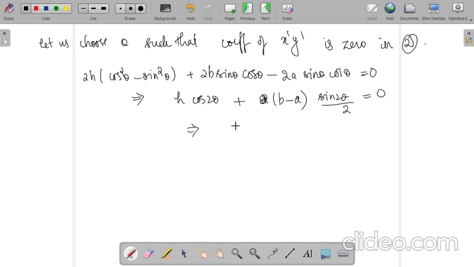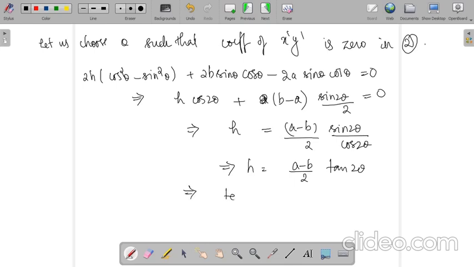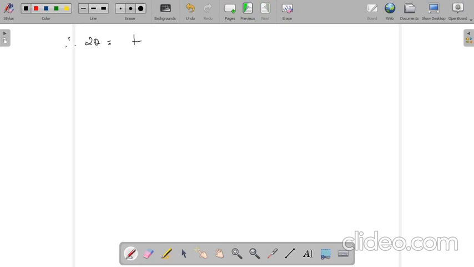So therefore we will get h equal to negative, minus of b minus a, so that will be a minus b by 2 times sin 2 theta by cos 2 theta. So therefore h is equal to a minus b by 2 tan 2 theta. So therefore we will have tan 2 theta equal to 2h by a minus b. So we need to choose theta such that the x dash y dash coefficient is 0. This happens when tan 2 theta is equal to 2h by a minus b. So therefore 2 theta will be equal to tan inverse of 2h by a minus b. So therefore theta is equal to 1 by 2 tan inverse of 2h by a minus b.